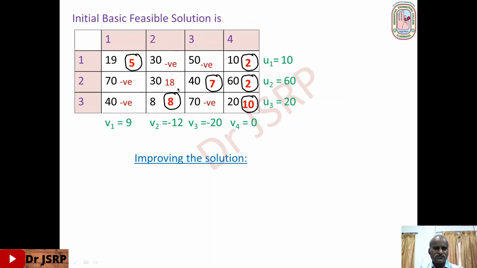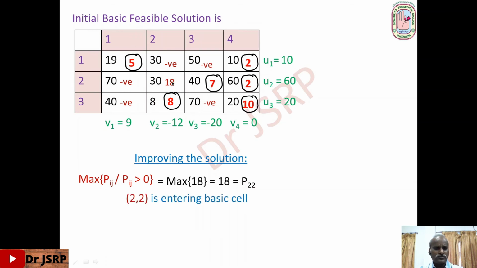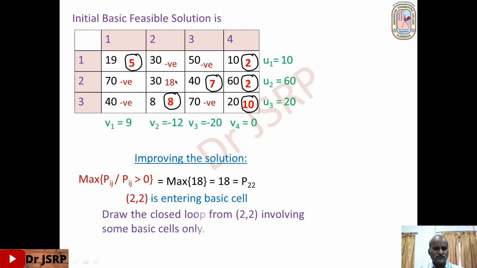Okay, first for that we find the entering basic variable. Among the positive penalties, identify the maximum penalty. So the maximum of Pij such that Pij is greater than 0, that is the maximum of 18. Only one positive value, itself the maximum value, that corresponds to the 2,2 cell, that is P22. So 2,2 is the entering basic cell. So from this cell, draw a closed loop involving some basic cells only. So we have to start at this new cell, 2,2.